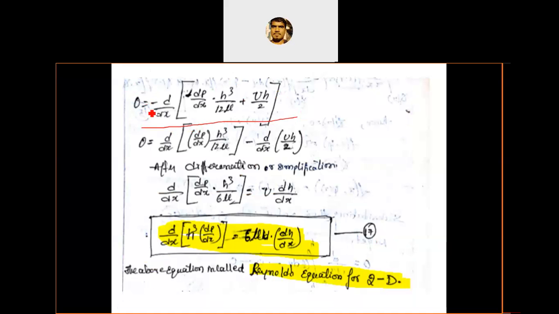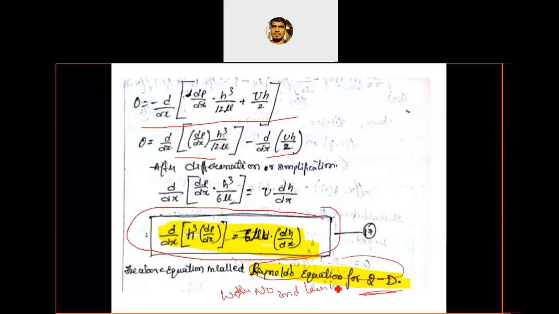by rearranging 0 to this side, first you expand, I expanded the terms, this into 2 terms, and if you move to the left side, it becomes d by dx, dp by dx, h cube by 6 mu is equal to u dh by dx, and finally move this term to this side, so d by dx of h cube dp by dx is equal to 6 mu u dh by dx. This is the final Reynolds equation. This is called the final Reynolds equation for two-dimensional with no side leakage. This is equation 17, called the Reynolds equation for 2D.